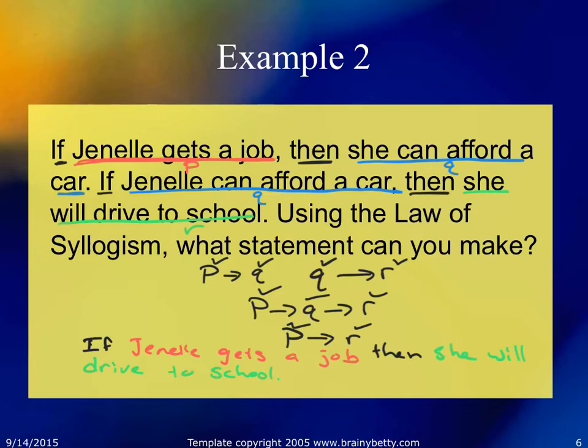Now, with syllogism, this is super important. Notice that that blue line had to be there. Because watch me mess it up here. If Janelle gets a job, then she can afford a car. If Janelle gets new shoes, then she will drive to school. You can't join those things together because that second statement isn't the same. So if she gets a job, then she can afford a car, great. Then there's another statement that says if she gets new shoes, she will drive to school. Getting a car and getting new shoes, there was nothing that joined those together.